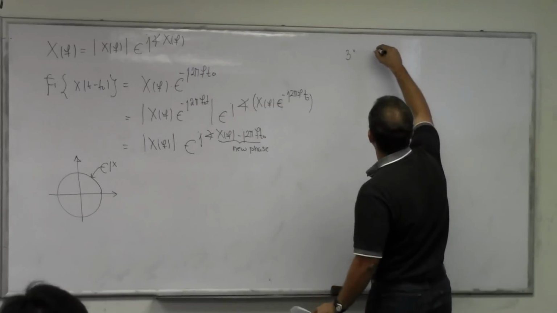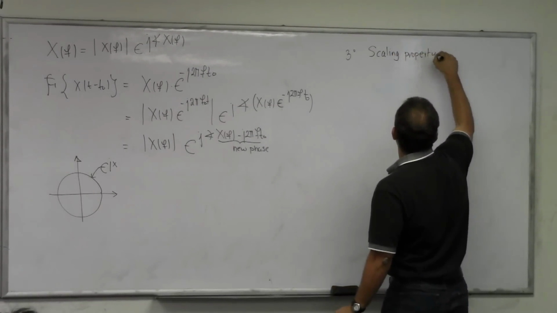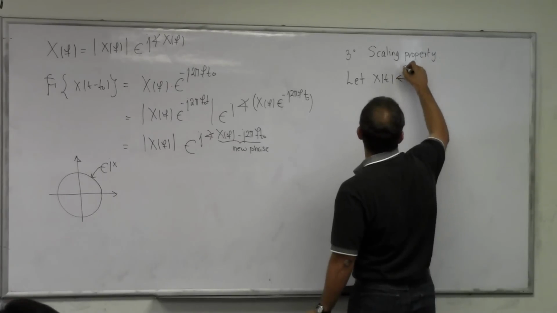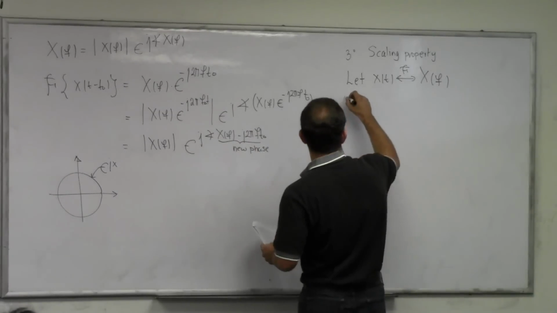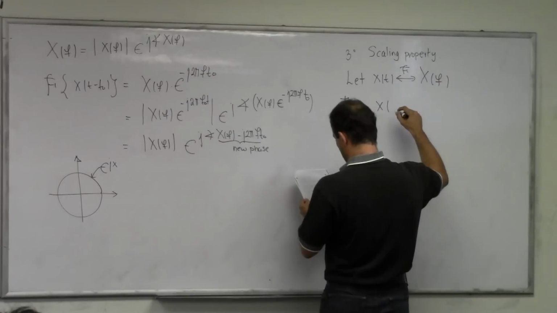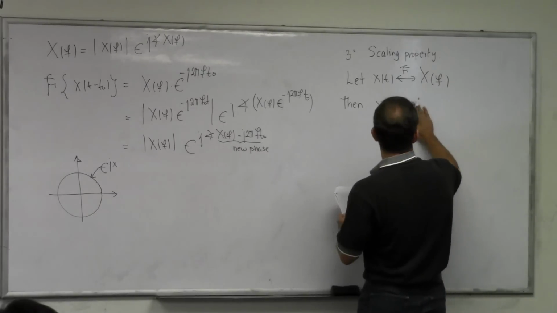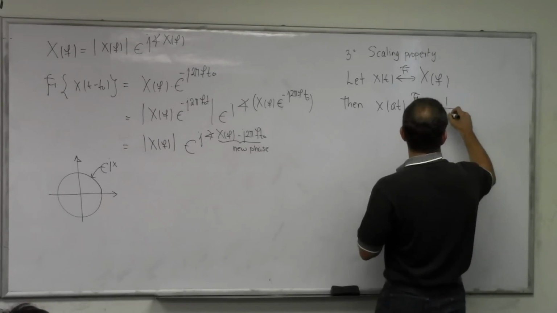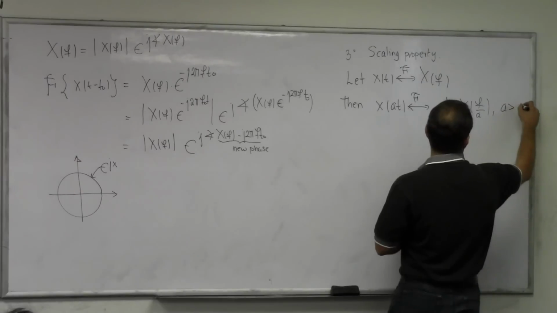So let me call this the scaling property. I'm going to say let x of t have a Fourier transform X of f. Then x of at has a Fourier transform one over a, X of f over a, where a is some real number greater than 0.